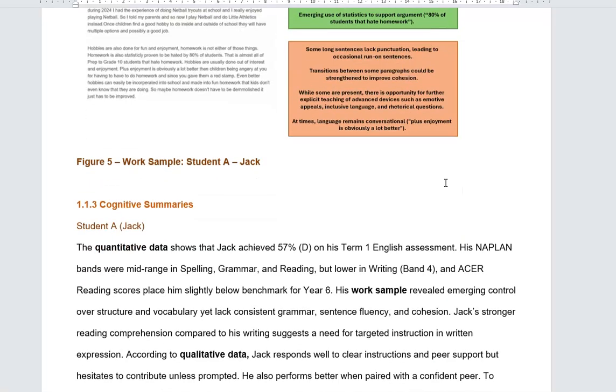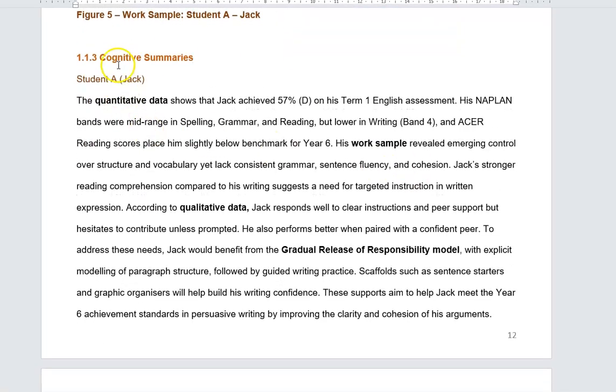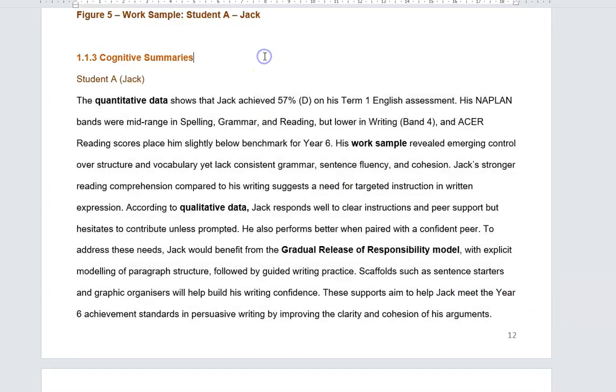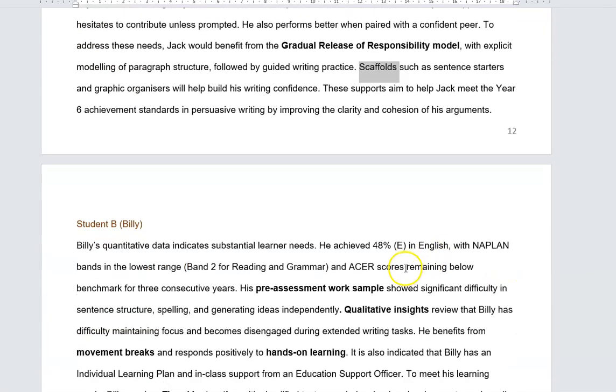So they've done it for A, B, and C students, and then they've provided cognitive commentaries on those things here. Notice they've used bold words. This is my qualitative data. This is what the work sample said. This is what the quantitative data said. And then they've done that therefore. Therefore, I will use this gradual release of responsibility, explicit modelling as a support and a scaffold. And they could have done scaffolding, explicit modelling as an addition.